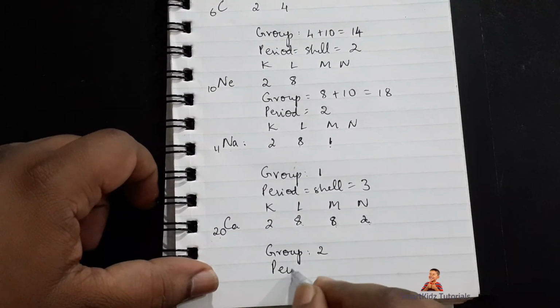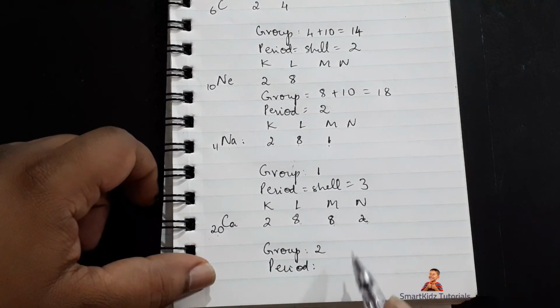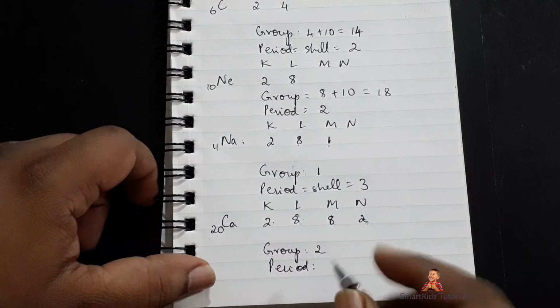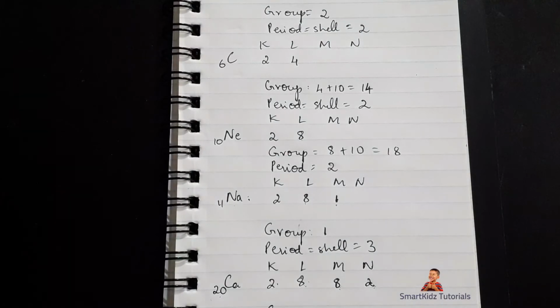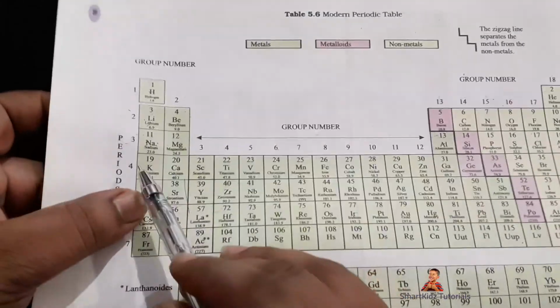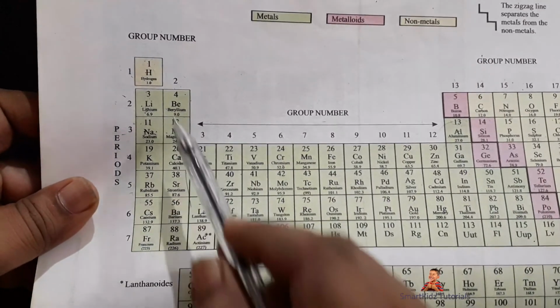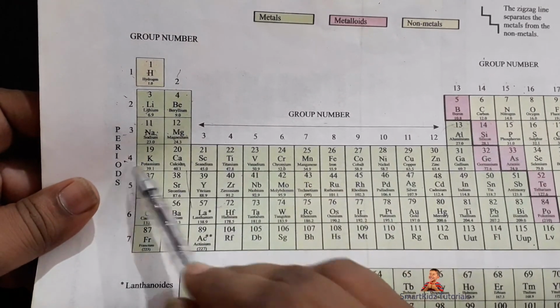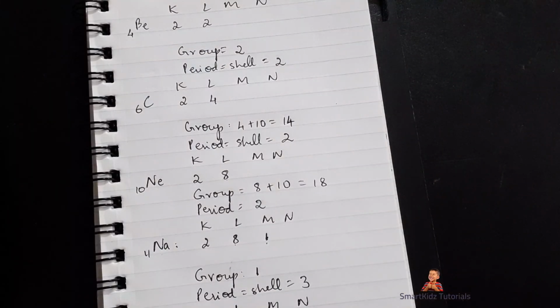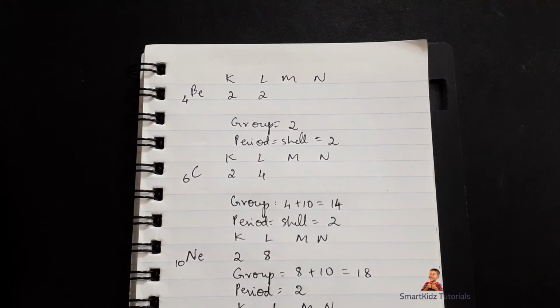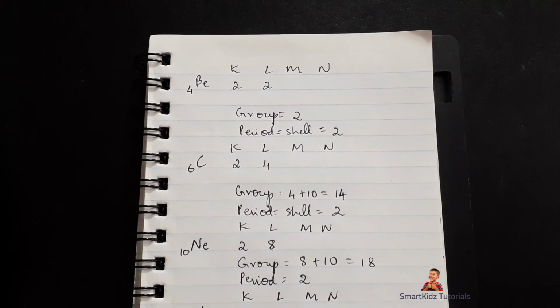And as far as the period is concerned, it has 4 shells. So that means it will belong to the 4th period. So we can have a look at this, whether we are correct. Calcium is here. So that belongs to group 2 and the 4th period. Okay. So in this way, we can easily find out the period and the group that an element belongs to.